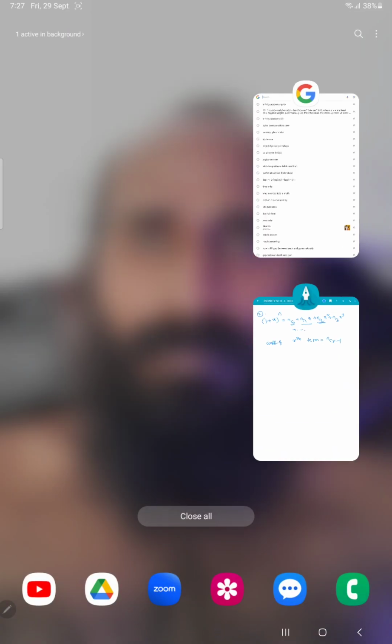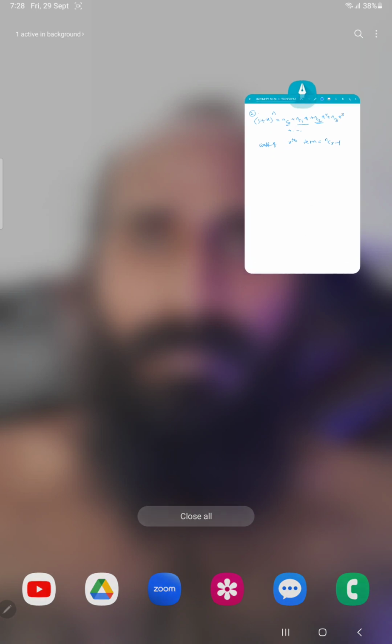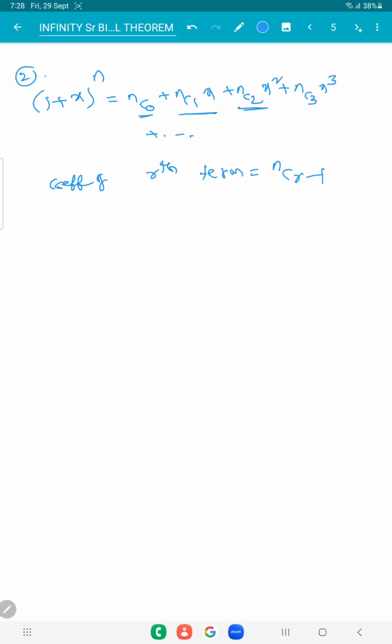So the coefficient of the rth term is nC(r minus 1). The first term coefficient is nC0, the second term nC1, so the coefficient of the rth term is nC(r minus 1). The coefficient of the (r plus 1)th term is nCr. For the (r plus 2)th term, it is nC(r plus 1). This is the way to get that, sir.